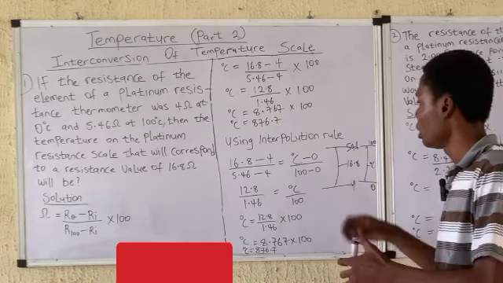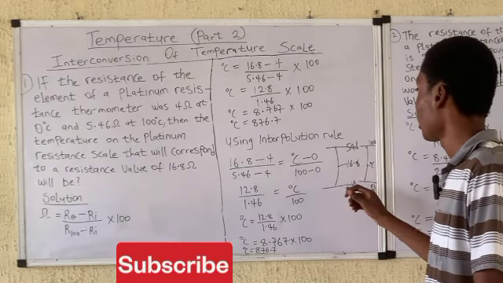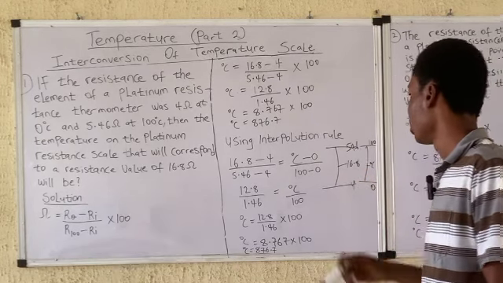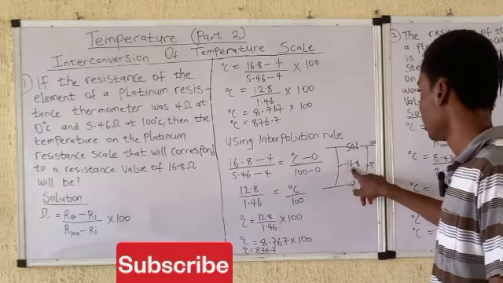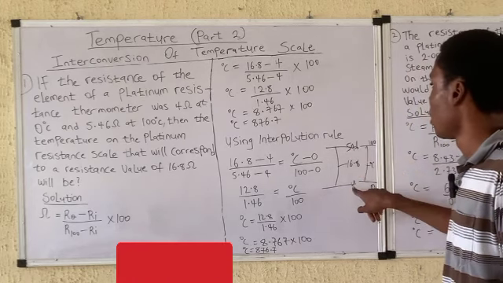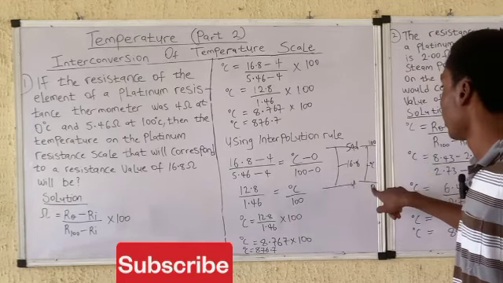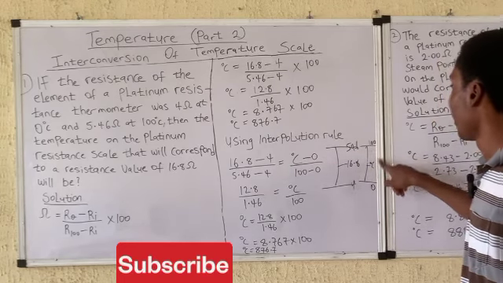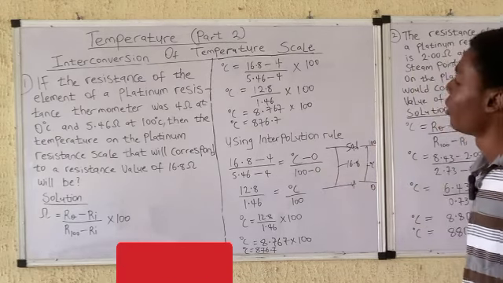Now, using our interpolation rule, we said 16.8 minus 4 divided by our upper fixed point minus our lower fixed point, which we have here. As you can see, 16.8 minus 4 divided by our upper fixed point, 5.46 minus 4, which we have here. Then equal to our degree Celsius minus 0, which is our lower fixed point, and 100 minus 0, which is our upper fixed point minus our lower fixed point, which we have here.